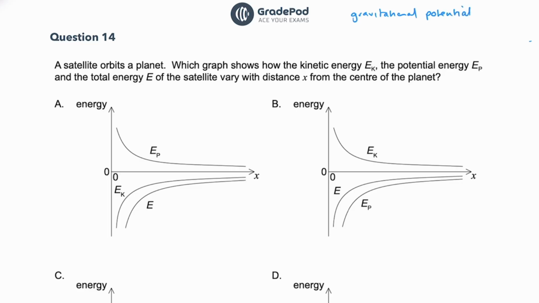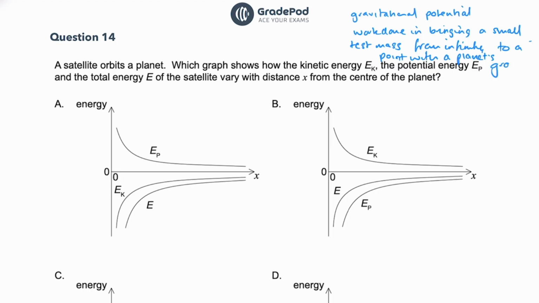I don't need to remind you, you know it, okay? It's the work done in bringing a small test mass from infinity to a point within a planet's gravitational field. And do you remember that gravitational potential is 0 at infinity, and gravitational potential is a negative number?